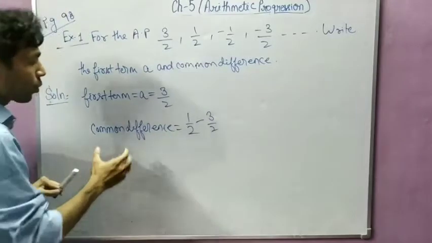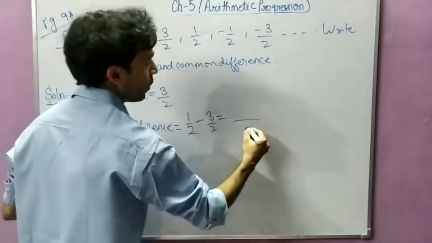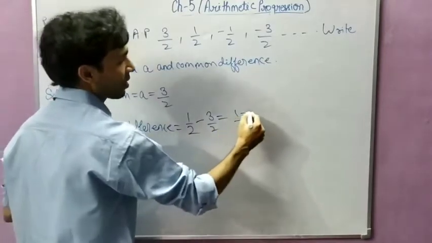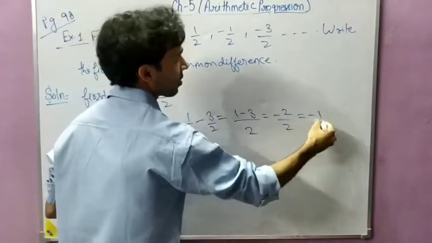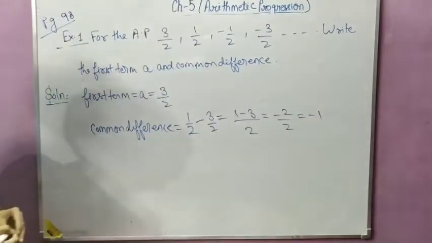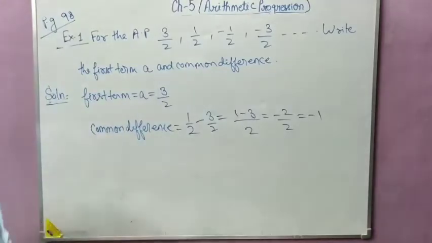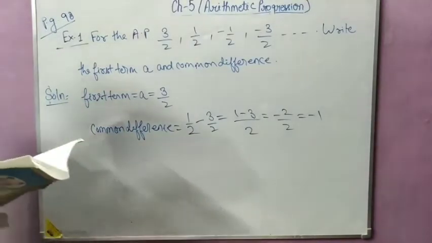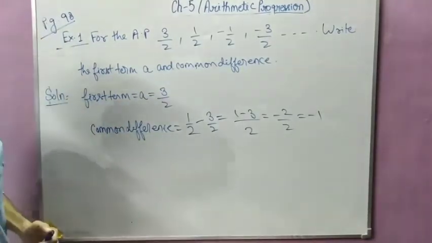Okay, so common difference is equal to 1 by 2 minus 3 by 2. When you solve it, the LCM will be 2. So 1 minus 3, that is minus 2 by 2, so minus 1. So the first term is 3 by 2 and the common difference is minus 1. Okay, so that way you can find the first term and the common difference.